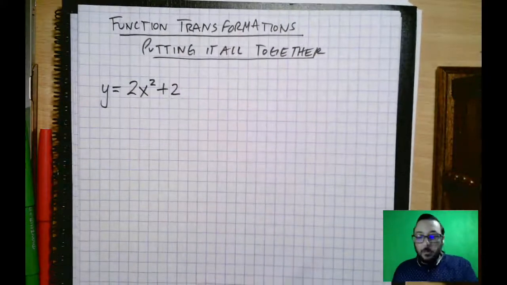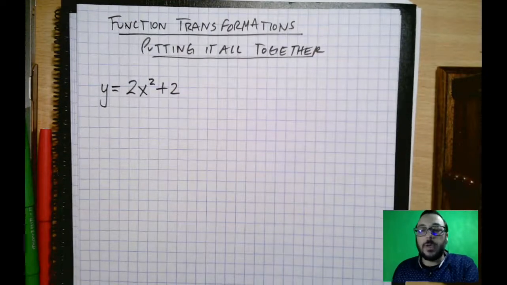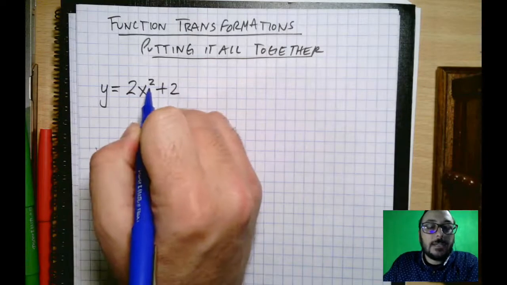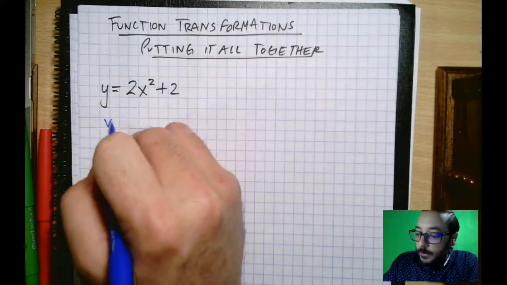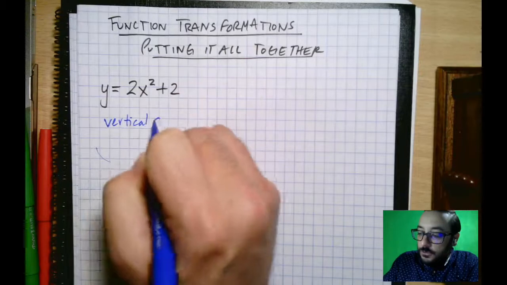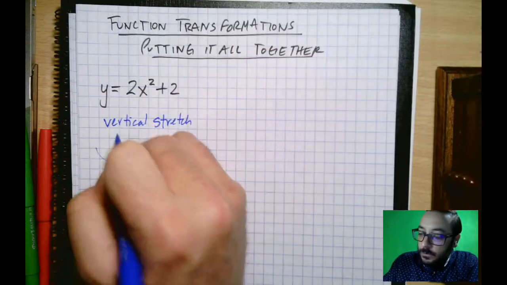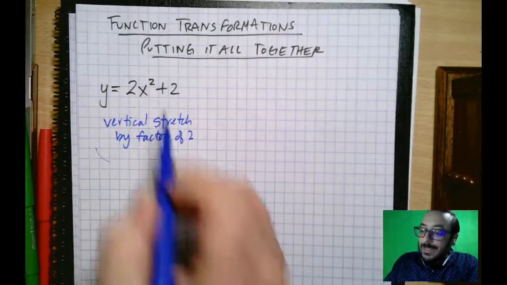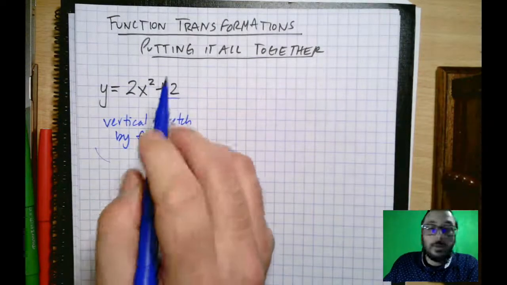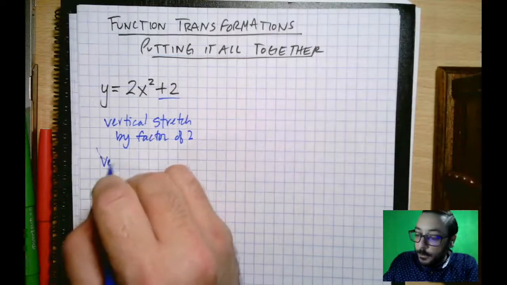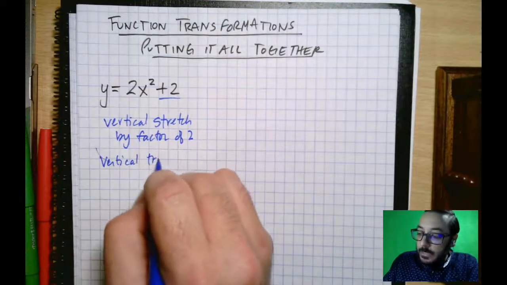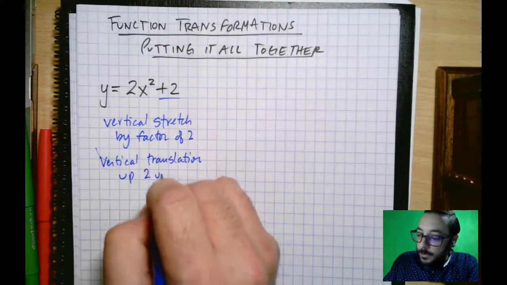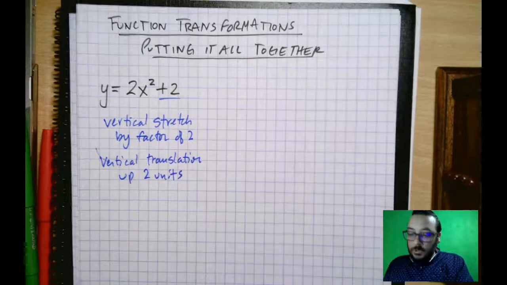Right, so let's think about what transformations we can see just from the equation. So I can see a 2 times x squared. So this is a vertical stretch, right? That's a vertical stretch by a factor of 2. And then I have the plus 2, which is a vertical translation up 2 units. So let's graph this.